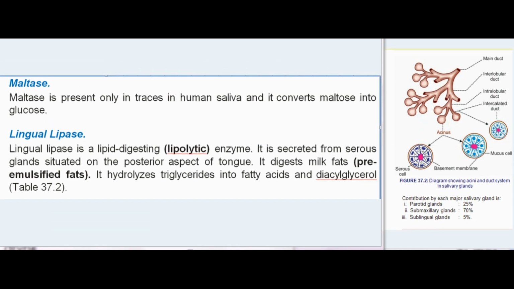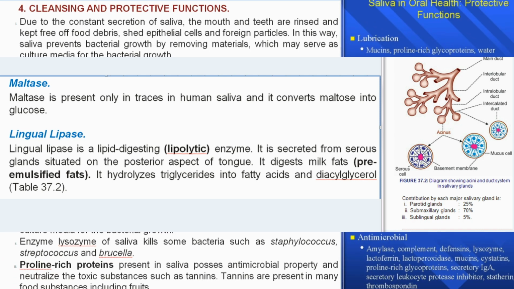Maltase is present only in traces in human saliva and it converts maltose into glucose. Lingual lipase. Lingual lipase is a lipid-digesting, lipolytic, enzyme. It is secreted from Ebner's glands situated on the posterior aspect of the tongue. It digests milk fats, pre-emulsified fats. It hydrolyzes triglycerides into fatty acids and diacylglycerol, Table 37.2.